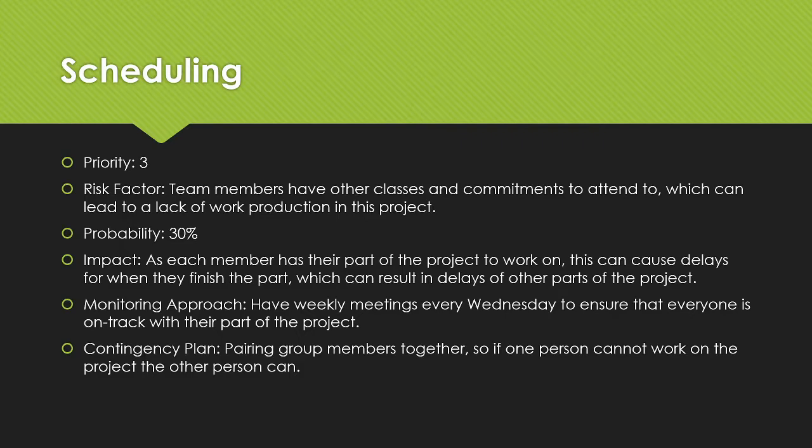Our monitoring approach was to have weekly meetings every Wednesday to ensure that everyone is on track with their part, which worked out great for us. And our contingency plan was pairing group members together, so if one person couldn't work on it, the other person can pick up where they left off and finish that sprint on time.